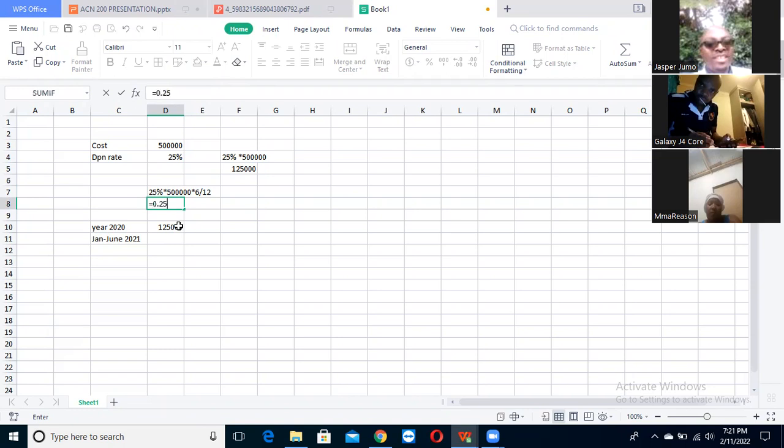So 25%, which is equivalent to 0.25, we multiply it by 500,000, and then we multiply it again by 6 over 12. So 6 over 12 is as good as saying 0.5 because it's 1/2. So we can just simplify it to 0.5, which gives us 62,500, which means the depreciation for the first 6 months was 62,500.